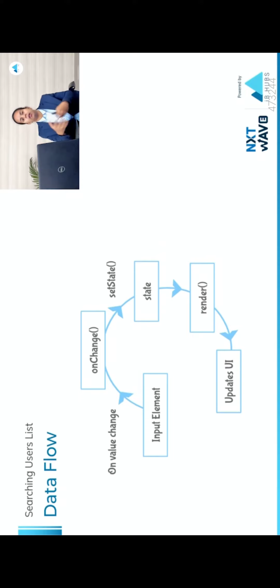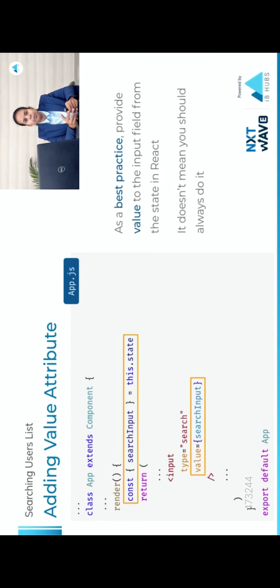Right now, since we aren't making any changes to the UI, the UI is as it is, but this is the flow. So the input element, the on value change event gets triggered. The corresponding event handler is called, where we are calling the setState method. So the state object is updated, and the render method is called, and the render method will update the UI. Okay, clear?